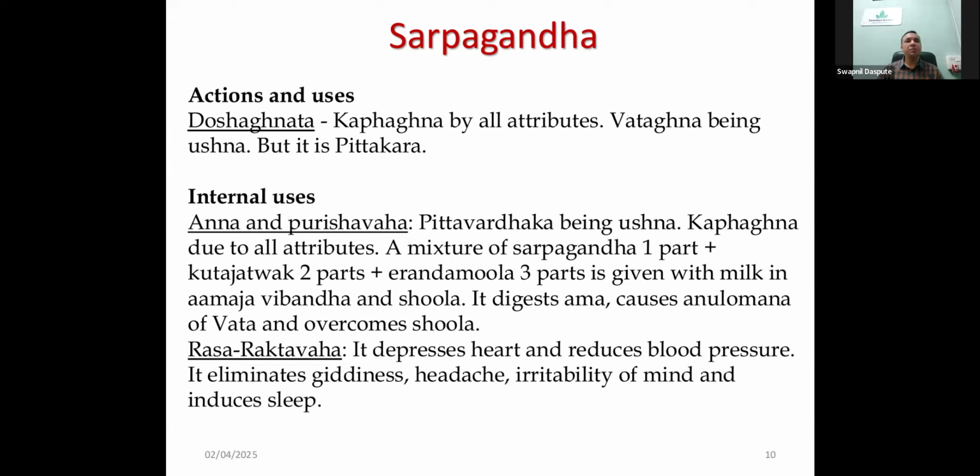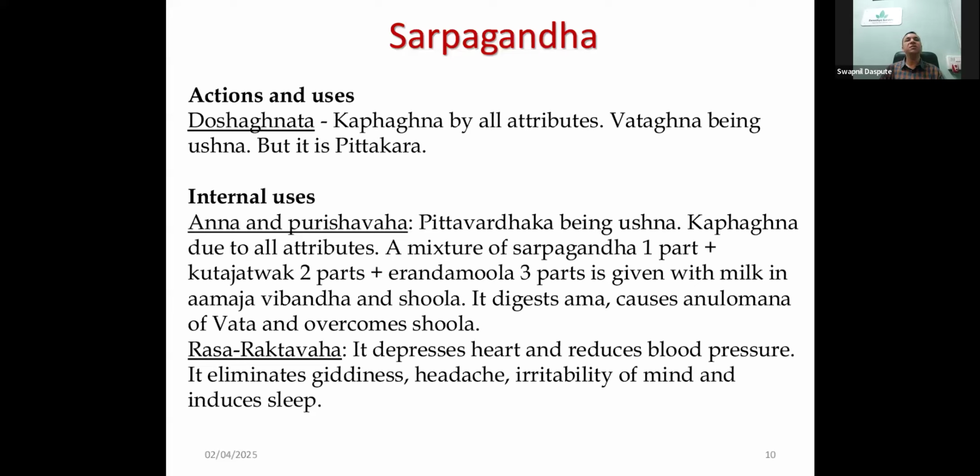Internal uses: Anna and Purishavaha. The action is Pitta Vardhaka. It aggravates Pitta because it is Ushna. Kaphaghna, due to all attributes. A mixture of Sarpagandha, one part, plus Kutajatwak, two parts, and Erendamula, three parts. Erendamula is the root of the castor herb. So Sarpagandha one part, Kutajatwak two parts, Erendamula three parts, is given with milk in Amaja, Vibandha, and Shula.